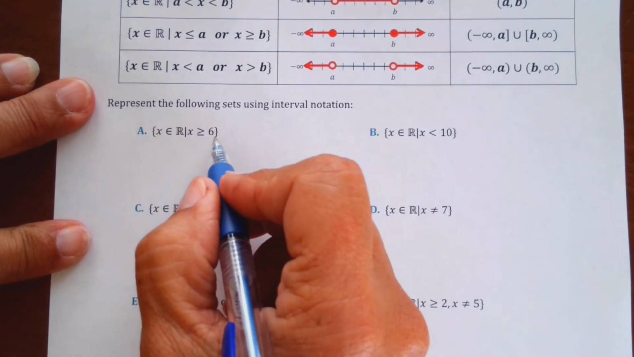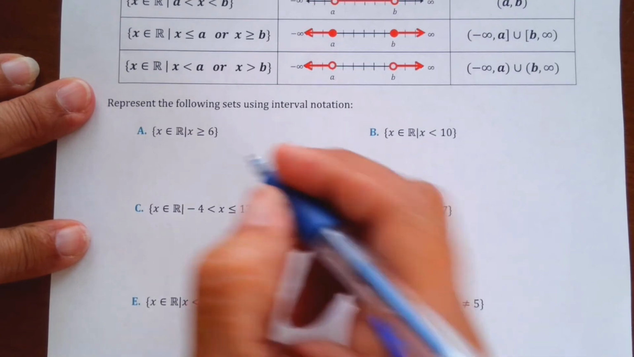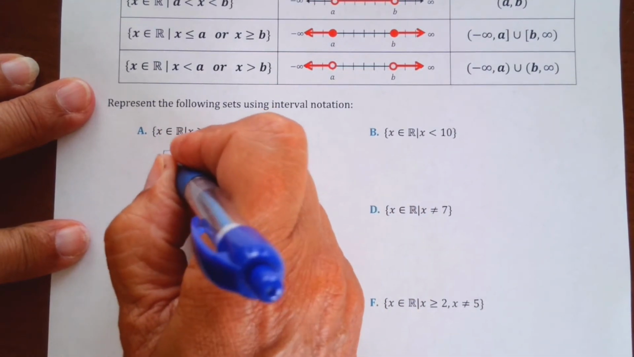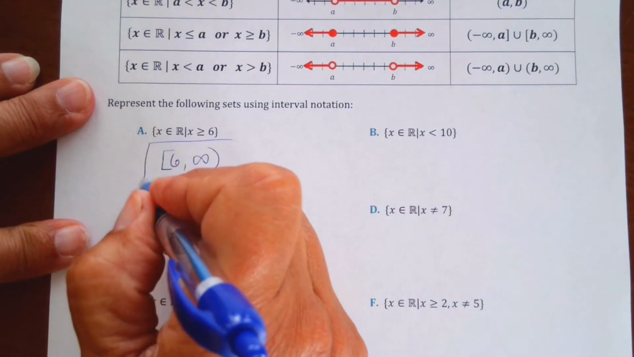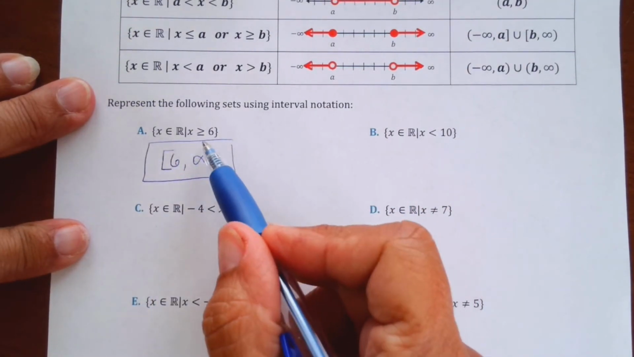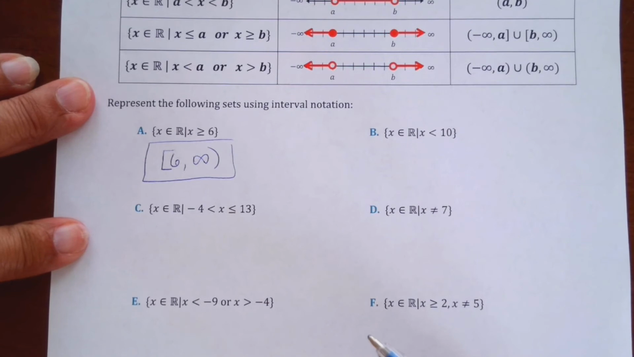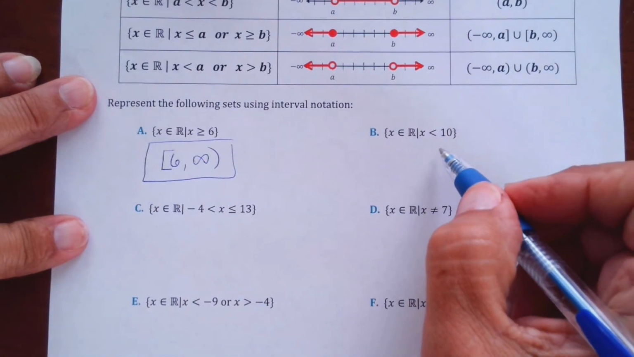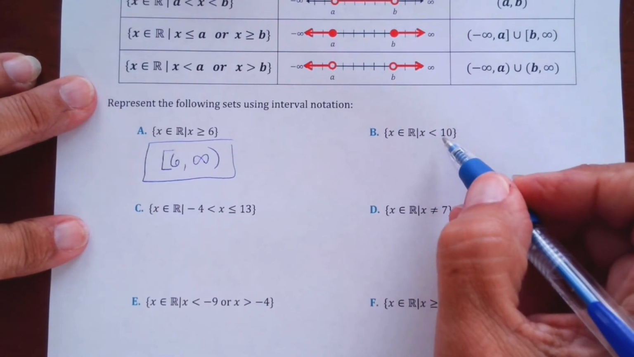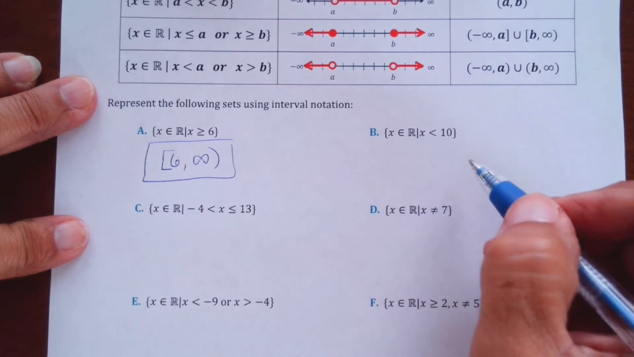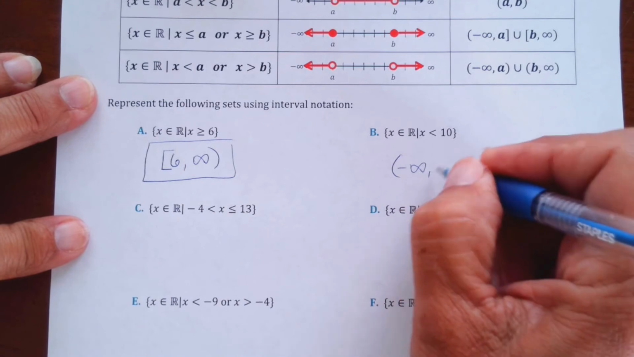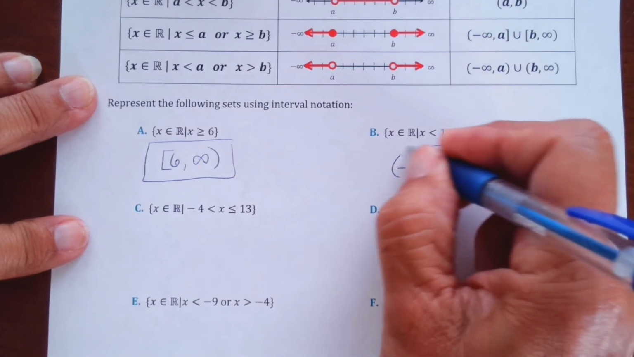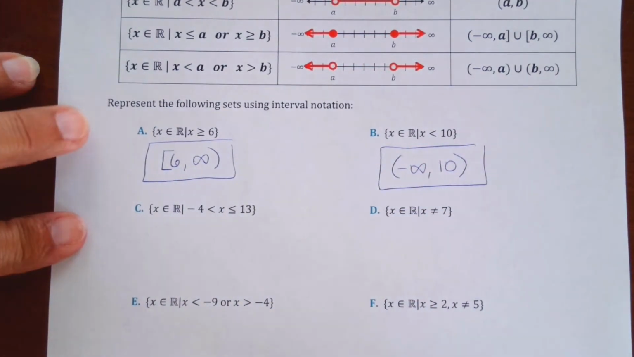Okay, so greater than or equal to 6 would be numbers bigger than 6. So we would start at 6 and we would go to infinity. Okay, so that would be the same exact answer as what's up here, but this is interval notation. Okay, part B, all numbers less than 10. That would go from negative infinity to 10, right? You'd shade to the left of 10. So negative infinity to 10, and we're not including 10, so it would have a parentheses.